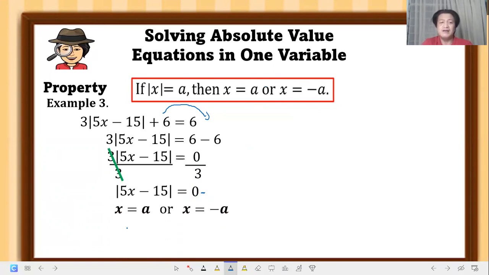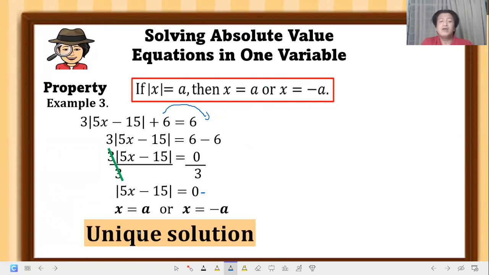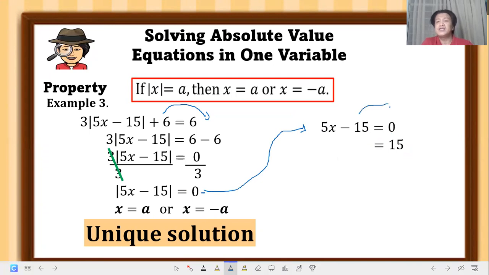We can say that we cannot apply this property because the constant term on the right side or the value is 0. So, ang gagawin lang natin dyan, we call this unique solution. May isa lang yung solution natin. Ibig sabihin yan, just simply solve lang natin to as is. 5x minus 15 is equal to 0. Equate lang natin. Then, transpose natin yung negative doon sa right side, that will become positive. And yung natira sa left side is 5x.